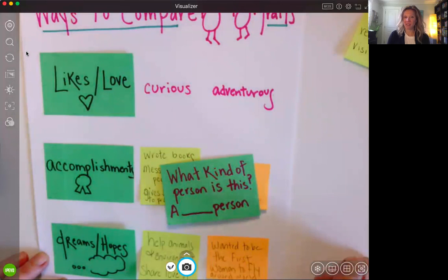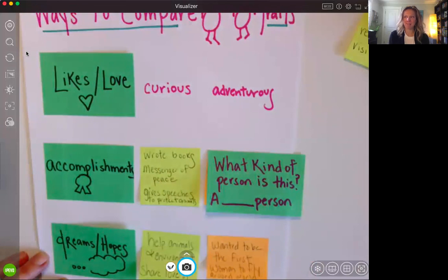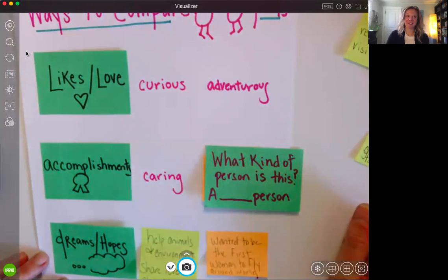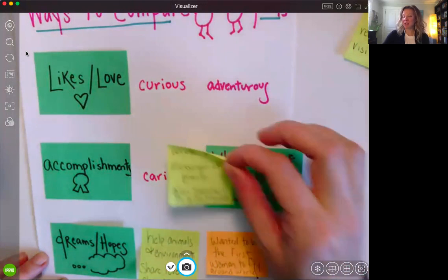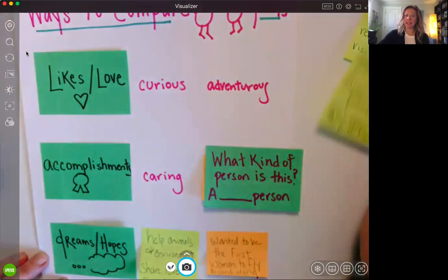What kind of person is this? How would I describe a person who does those things? See if you can think about a word in your mind. Thumbs up when you have one. I thought mine was caring, right? Someone who gives speeches about protecting animals, someone who wants to spread peace all around the world. That's not an uncaring person, right?